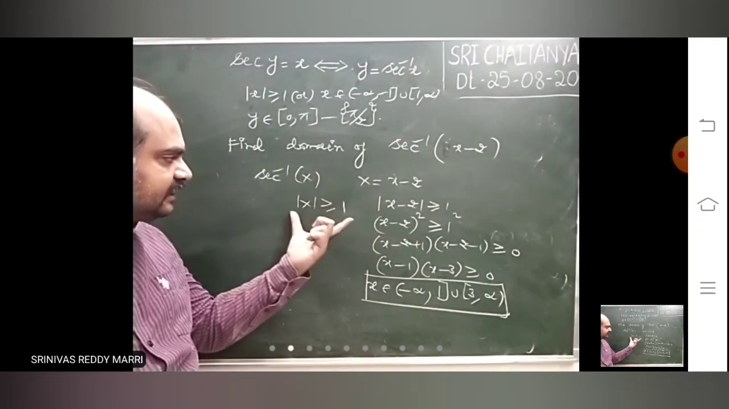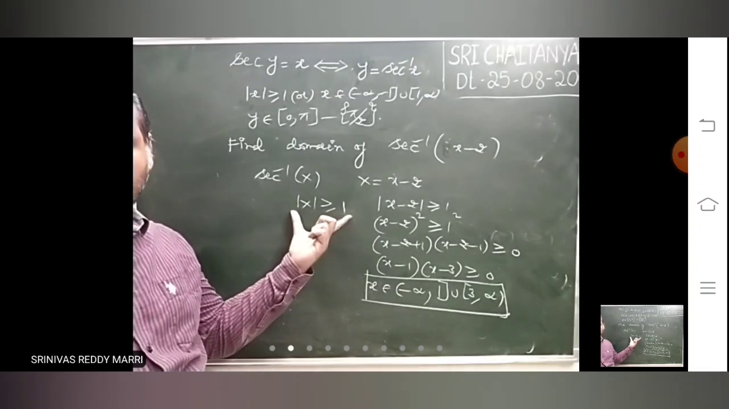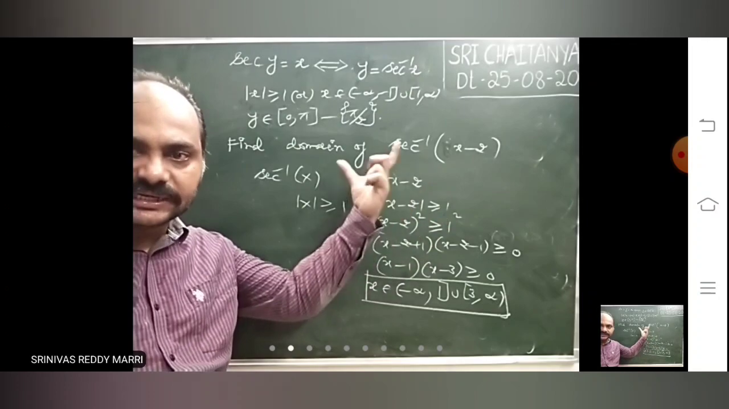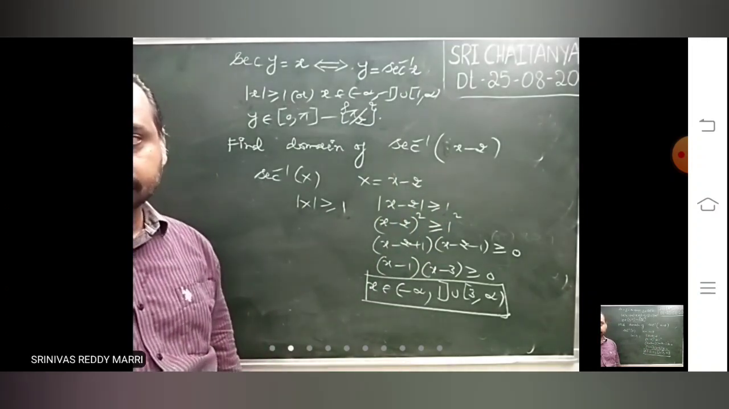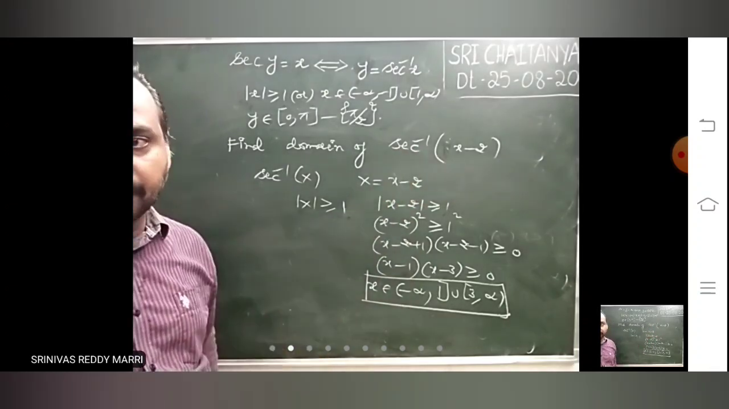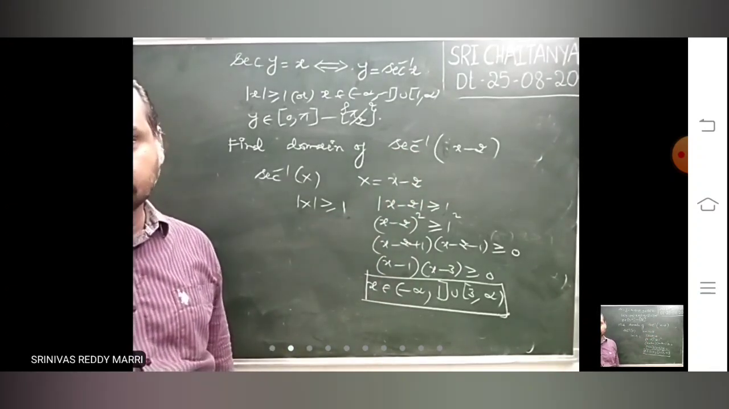Whatever is inside, you write modulus x greater than or equal to 1. You know how to calculate for this one. You square on both sides and then find the domain. That is about the secant inverse function, or arc secant x sum.